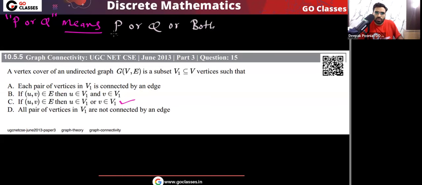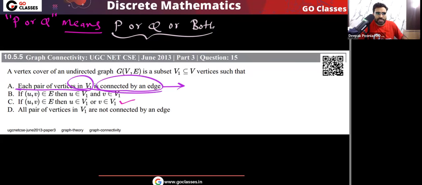Okay, so I hope you understood. Very simple. Now what about the remaining options? This V1 is a subset of vertices. What about option A? What does it define? Option A is saying every pair of vertices in V1 is connected by an edge. Means this V1 is a subset of vertices, and option A is saying that every two vertices of V1 are adjacent.